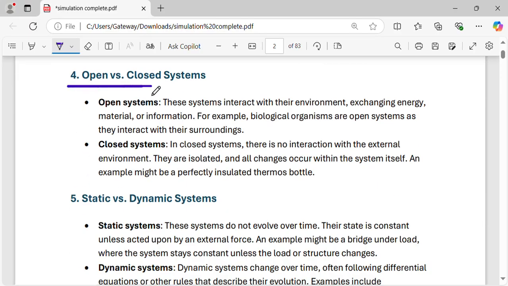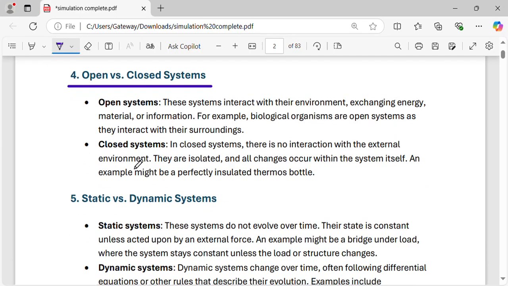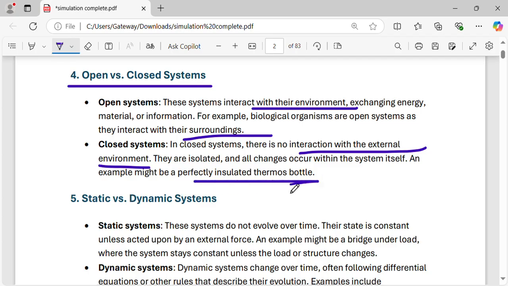Open versus closed systems, so I'm also going to do that. Open systems interact with their environment, and closed systems do not interact with the environment, right? For example, exchanging energy, material, or information. Biological organisms are open systems as they interact with the surroundings, and an example of a closed system might be a perfectly insulated thermos bottle, right? So this is bio, to understand better, and this is physics.